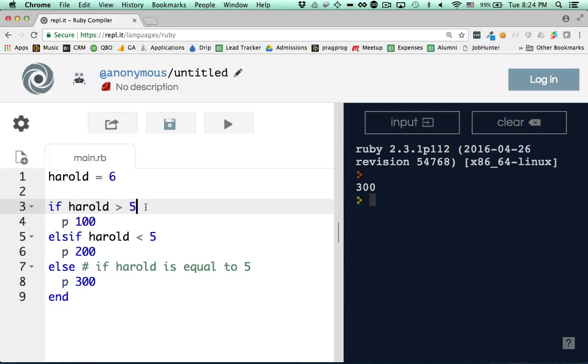Questions about this? Yeah. I don't understand what else is. Why couldn't you just put else twice? Yeah. So walk me through what your case would be. What should I have in line 5? Just else? Just like that?